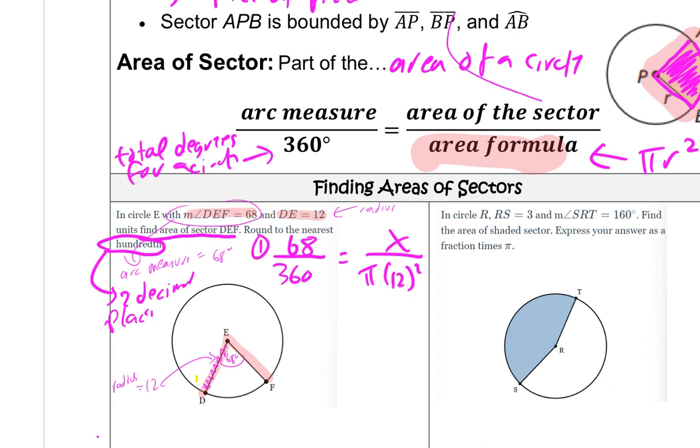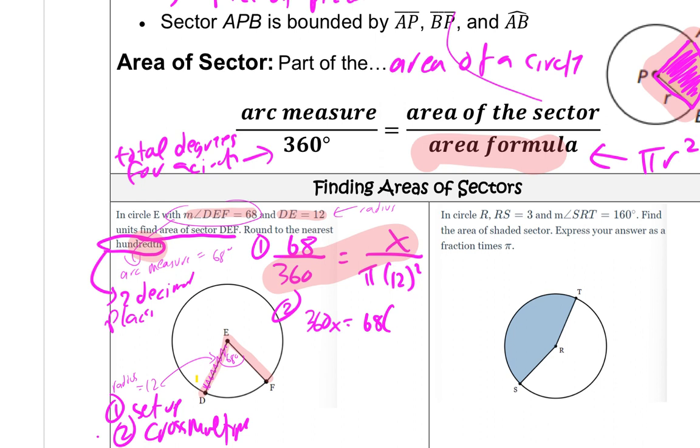So that's our first step, to set up. Second step is to cross multiply. If we cross multiply, we get 360 times x, which gives us 360x equals, and since we're rounding to the nearest hundredth, we're just going to keep multiplying: 68 times pi times 12 squared.